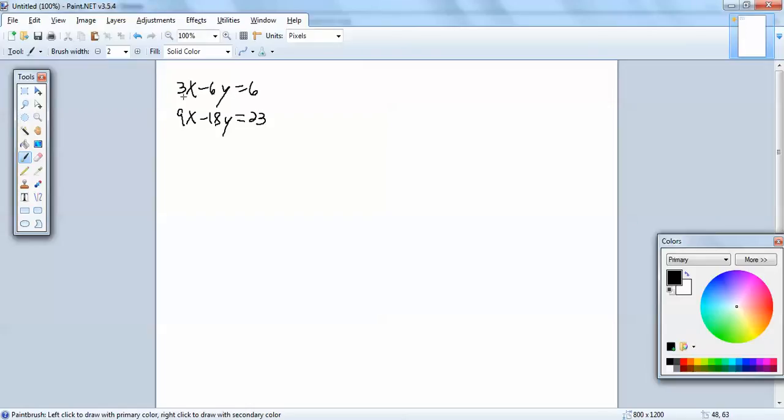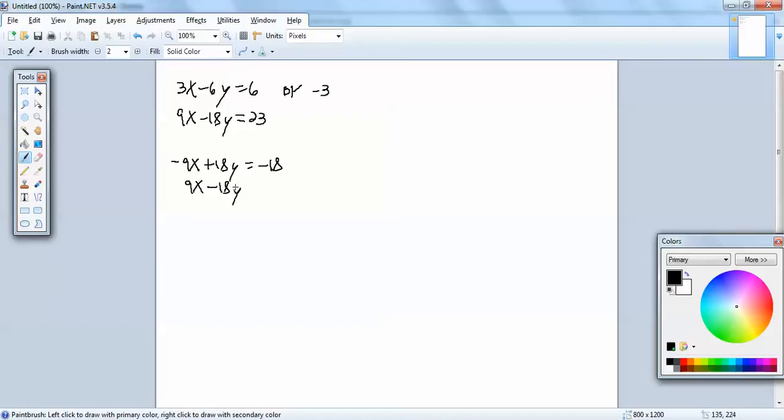Now really, substitution works out best if you have one of the variables with no number in front of it. Since all of these have numbers in front of them, I'm going to use the elimination, the addition method. Now this is a negative 18, and I have to think, what do I multiply times negative 6 to become a positive 18? So we multiply that by negative 3. And we'll see why. Negative 3 times 3x is negative 9x. Negative 3 times negative 6y is a positive 18y. And negative 3 times 6 is negative 18.